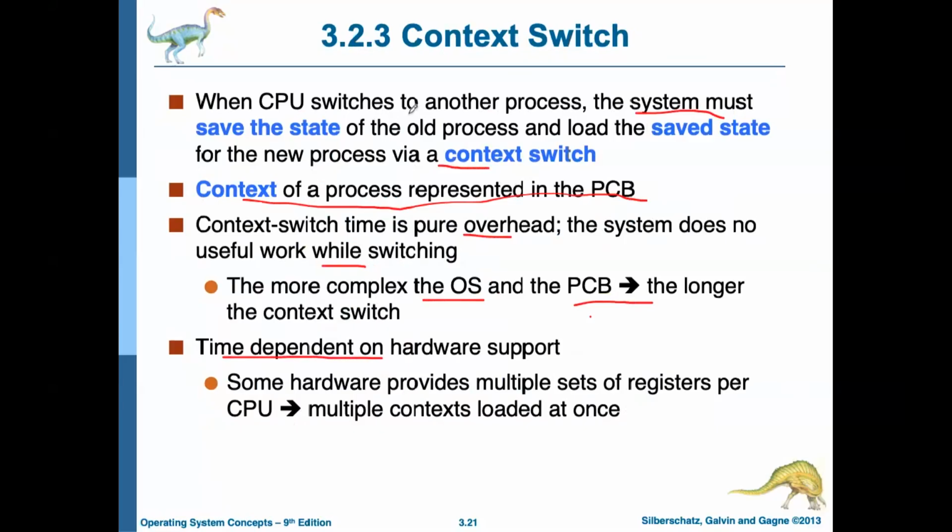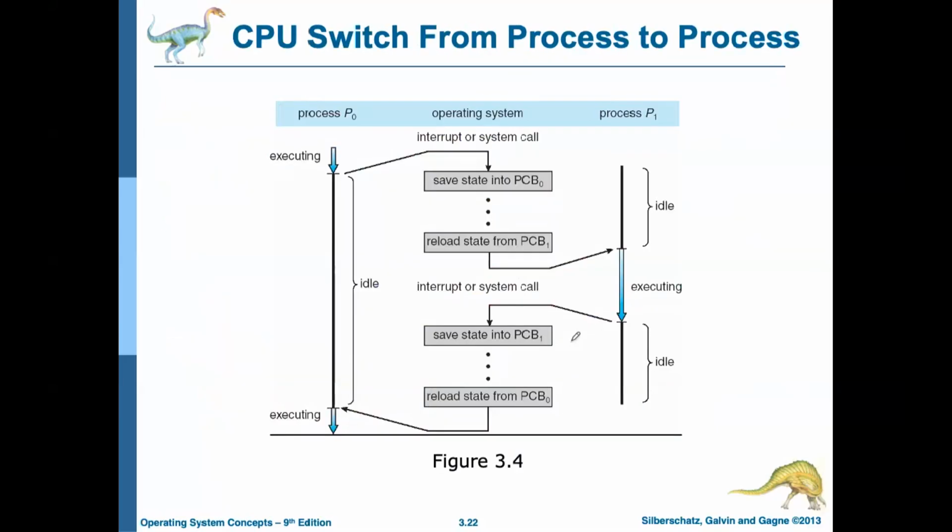So they will keep the old process. If you go back to the transaction, the system must save the state of the old process. The old process must be saved first, and then load the saved state of the new process through a context switch.